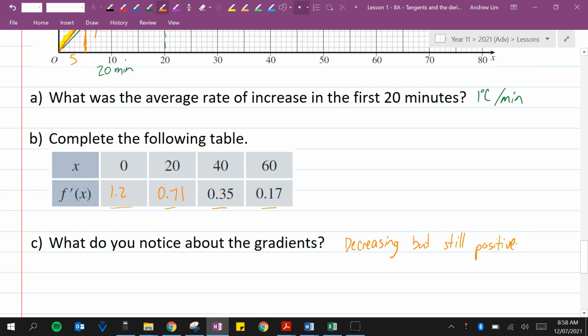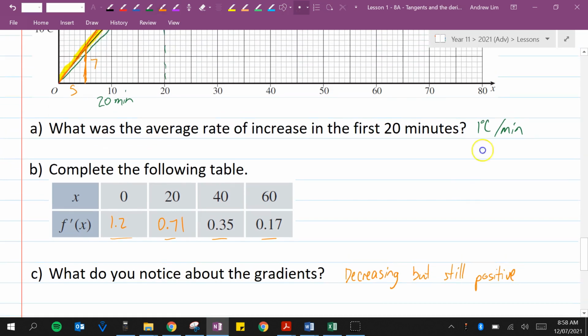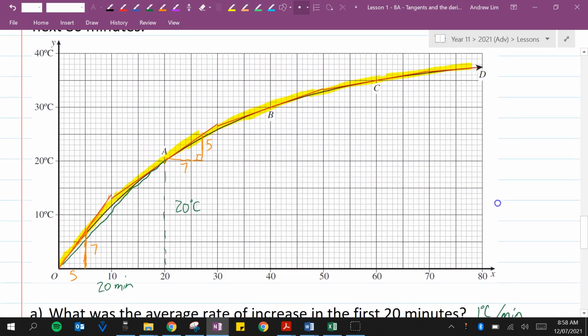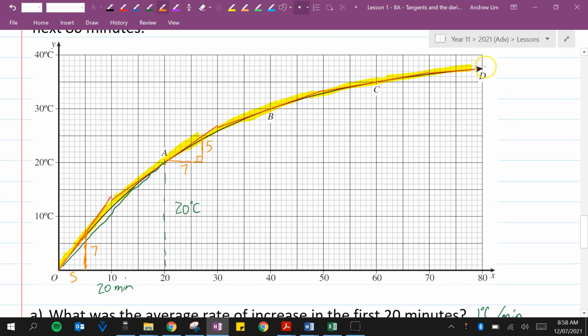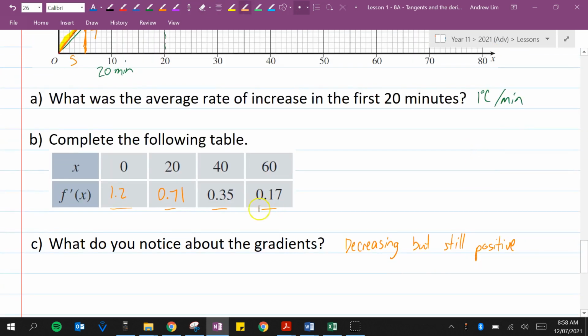And it looks like it will never be negative, right? Because if the gradient was negative, that means it would end up sloping down. That means this curve would probably come down if it was negative, but it looks like it's approaching 0, or the function itself is approaching 40 degrees Celsius. The water in the bottle will eventually become 40 degrees Celsius, but the gradient itself will be approaching 0. And we can see that here. It's approaching 0.